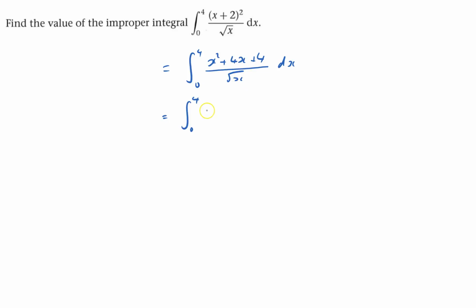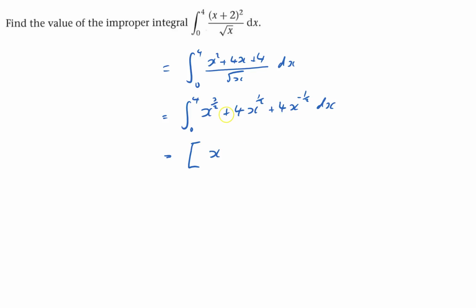So you subtract them, that'll be x^1.5, or x^(3/2), plus 4x divided by the same thing, that'll be 4x^(1/2), and then plus 4 over √x, that'll be plus 4x^(-1/2), and that's with respect to x. Now I've got to integrate it.